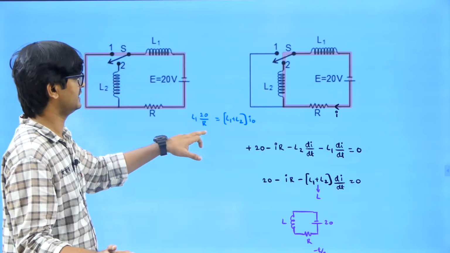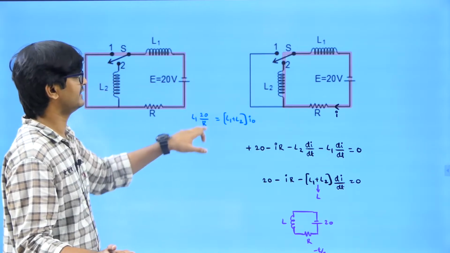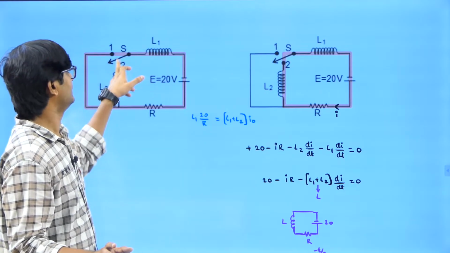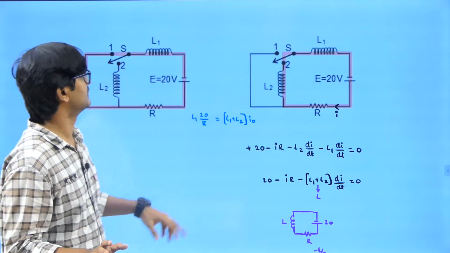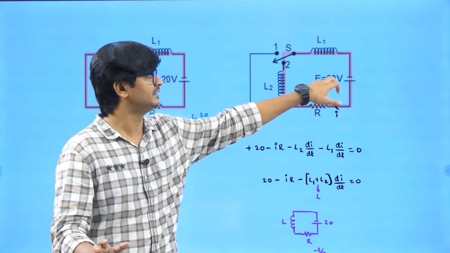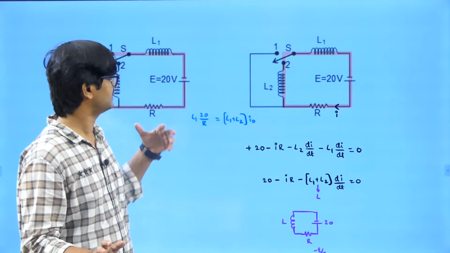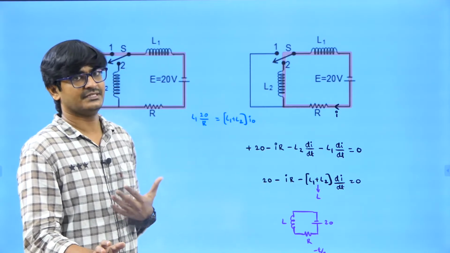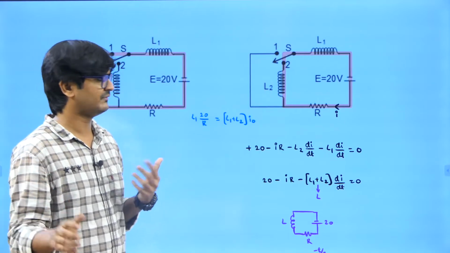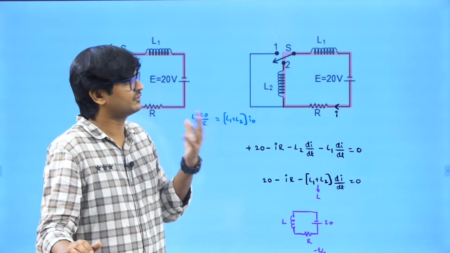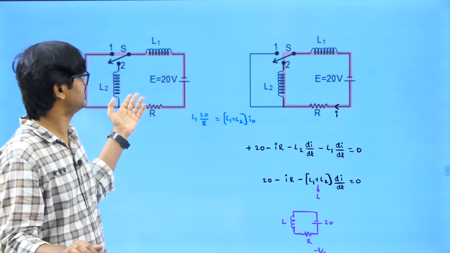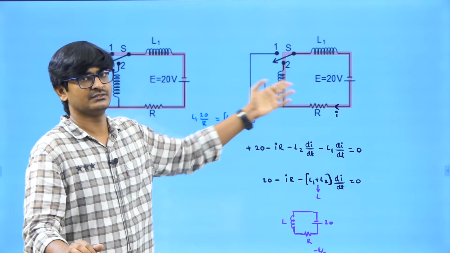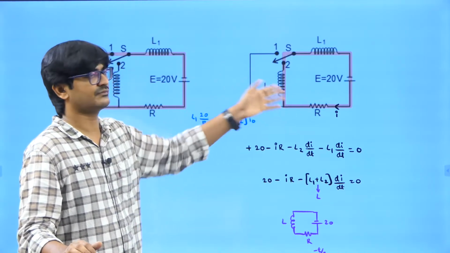Anyway, if you go with that logic, initially the current you can find, when steady state is achieved, current is 20 by R. So what is the flux through this circuit? L1 into 20 by R. Now even when you close this, there is a battery, it can't change the flux immediately. So flux through the circuit can't change immediately. So the initial flux must be same as the flux just after closing this. Just before and just after, the flux must be same.